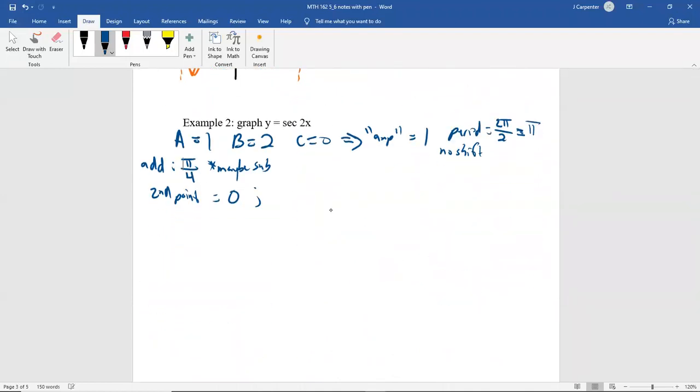So the first point would be the previous one, 0, but then we're going to subtract that adding number, which is pi over 4, which would give us negative pi over 4. Then the third x value, we take the second one, 0, because if you take the first one and add pi over 4, you'll get to the second. And then we add the pi over 4, which will give us pi over 4. The fourth point, we take the previous one, which is pi over 4.